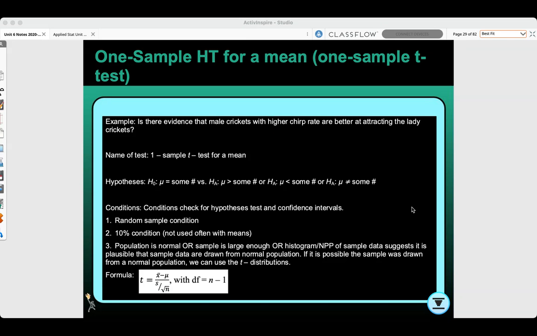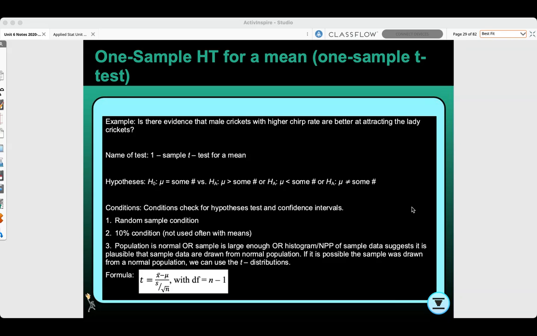Our hypotheses are: the null hypothesis is mu equals some number, versus one of the following alternative hypotheses: mu is greater than some number, or mu is less than some number, or mu is not equal to some number. You're going to choose one of those three based on the example.